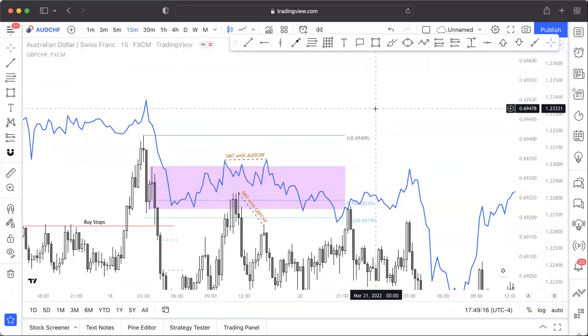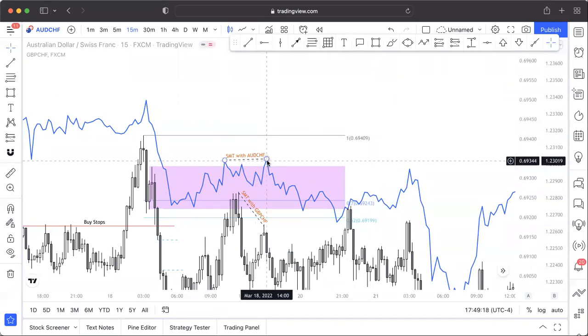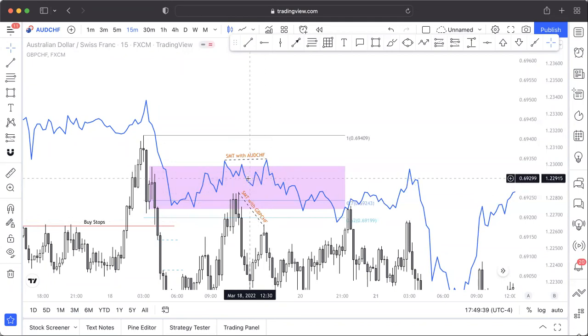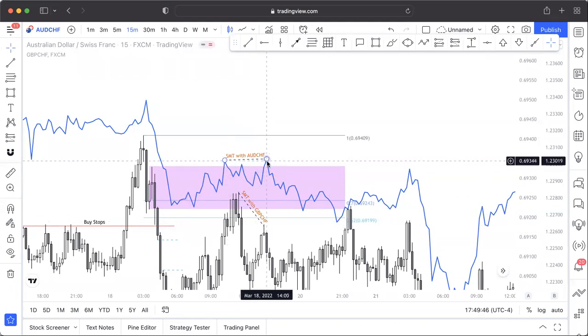What does this mean for you? What this would be telling you is that the algorithm for Australian dollar Swiss franc is creating higher prices. So once this is not moving higher, it's not creating equal highs, or another higher high. It's clearly going lower, right? But this one's still going higher.